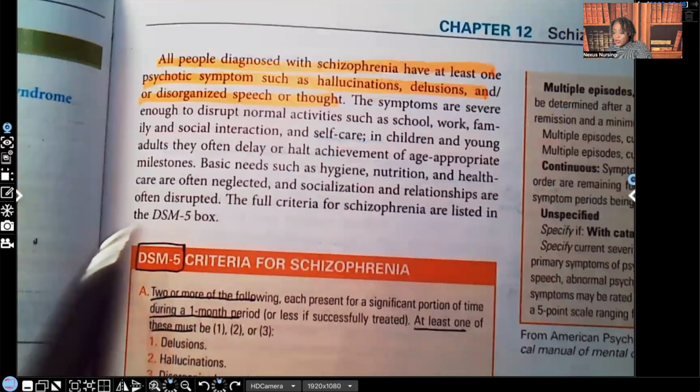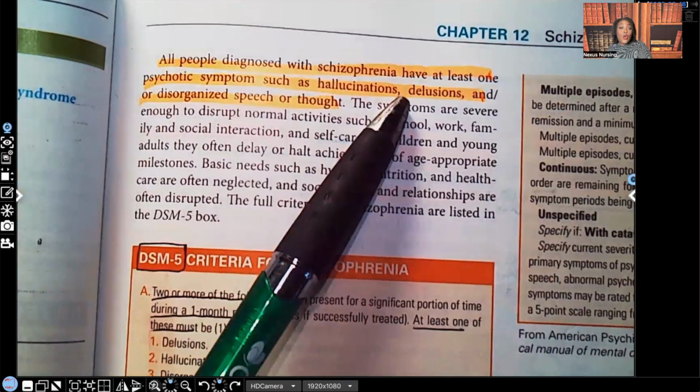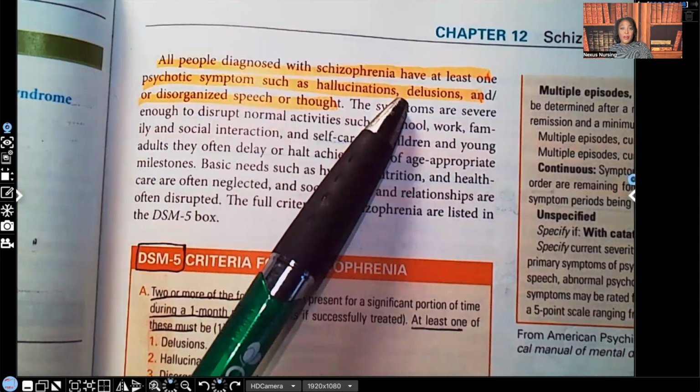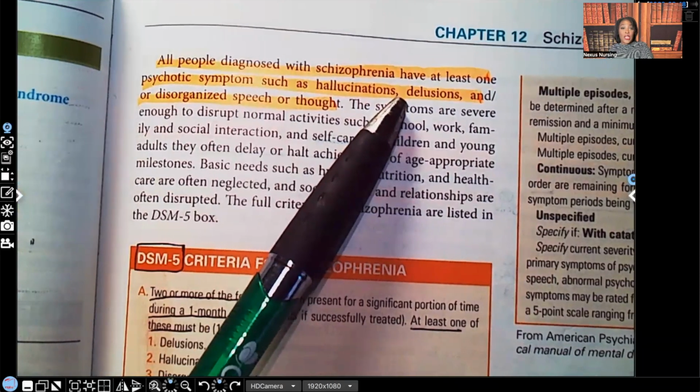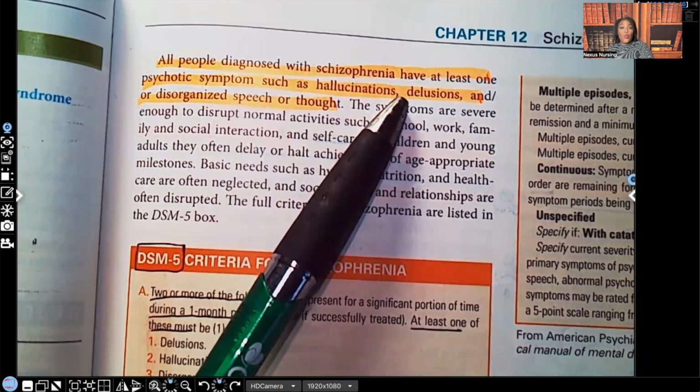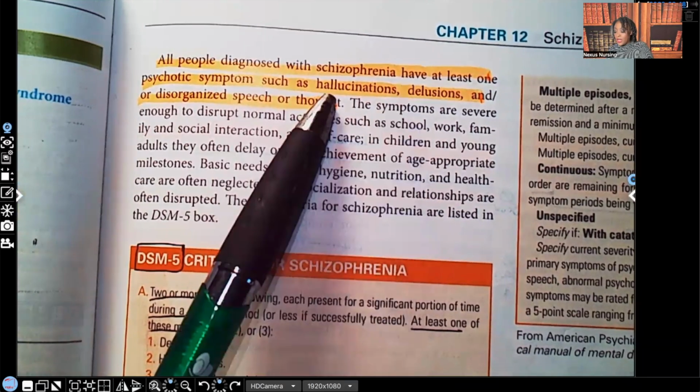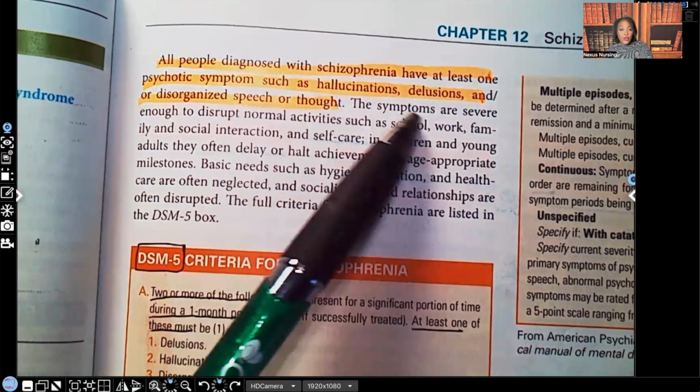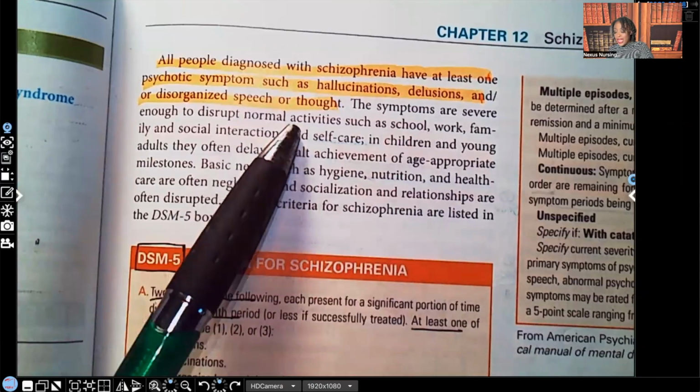All people diagnosed with schizophrenia have at least one psychotic symptom. Remember, that word psychotic means to be out of touch with reality. They have at least one psychotic symptom, such as hallucinations, delusions, and/or disorganized speech or thought.